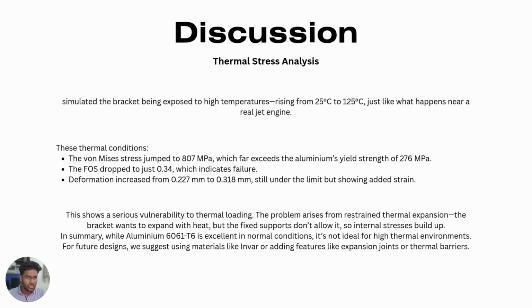This shows a serious vulnerability to thermal loading. The problem arises from the restricted thermal expansion. The bracket wants to expand with heat, but the fixed supports don't allow it. So the internal stresses build up. In summary, while aluminum 6061 is excellent in normal conditions, it's not ideal for a thermal environment. For future designs, we suggest using a material like Invar or adding features like expansion joints or thermal beds.